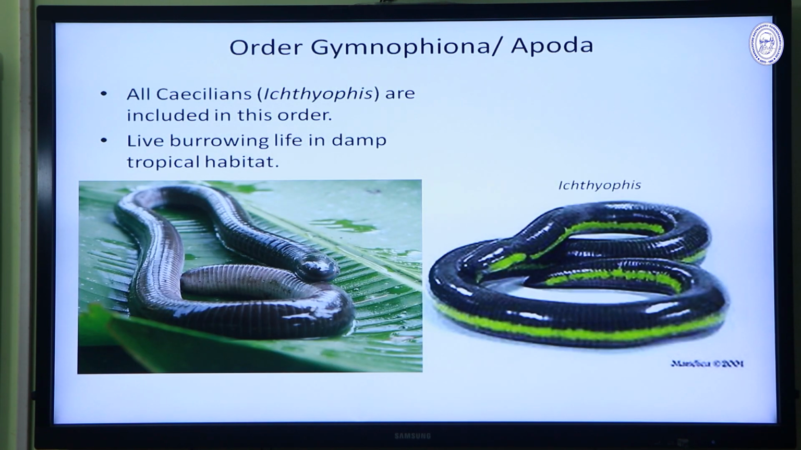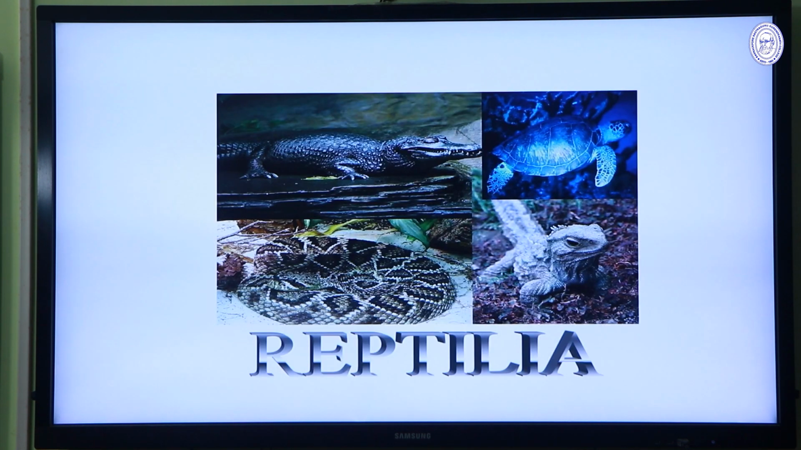The order Gymnophiona or Apoda, Apoda means there is no limb, so they are limbless amphibians. All types of caecilians are included in this order. They live in burrows in damp tropical habitats and look much like earthworms. So, that is all for Amphibia.